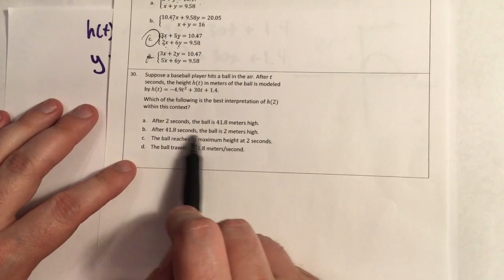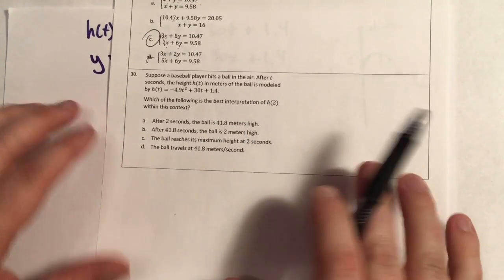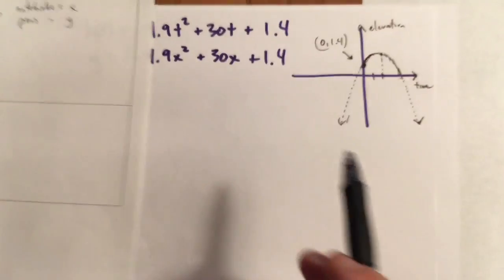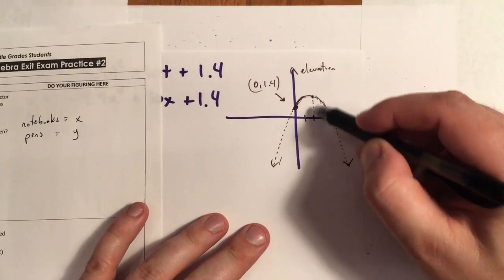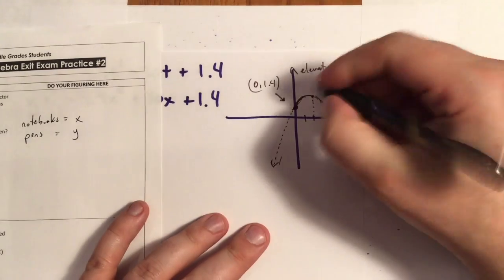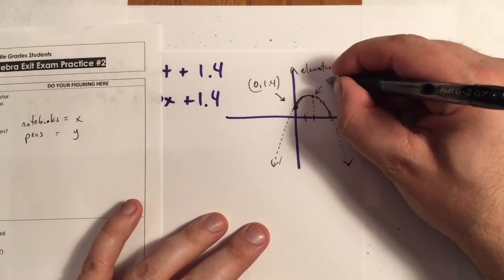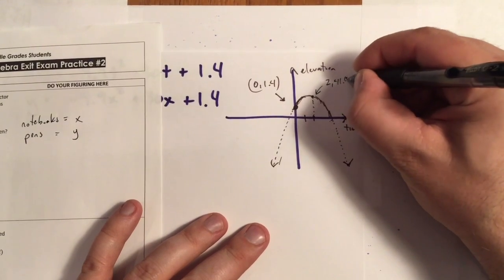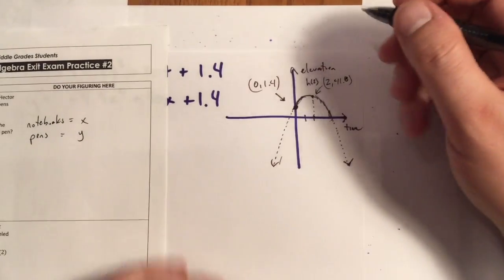So after 41.8 seconds, the ball is 2 meters high. I mean, on its face, that seems kind of ridiculous, but especially since when they're saying h of 2, they're saying when I input 2 into this function, what's the output? And that's this point here. This is 2 and 41.8, that's what h of 2 is.